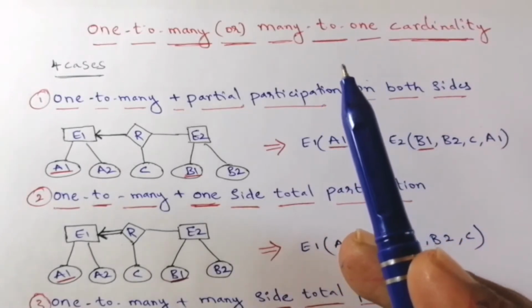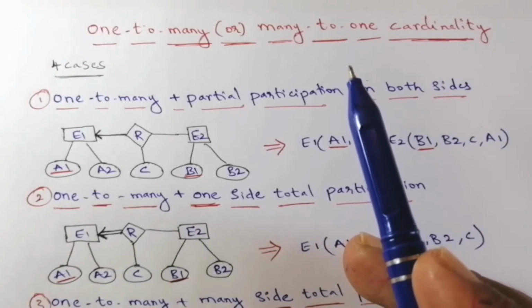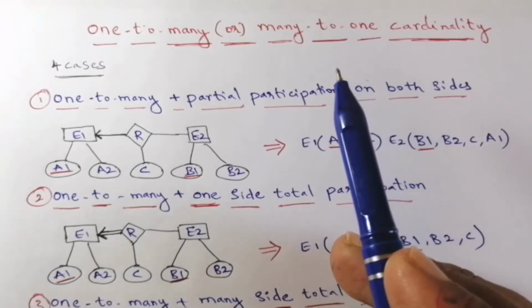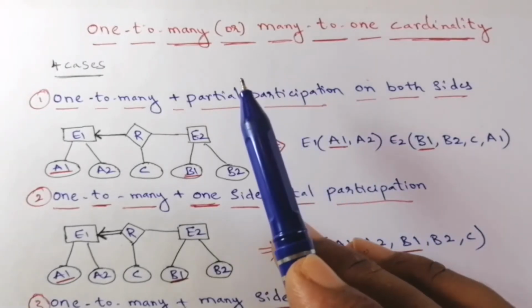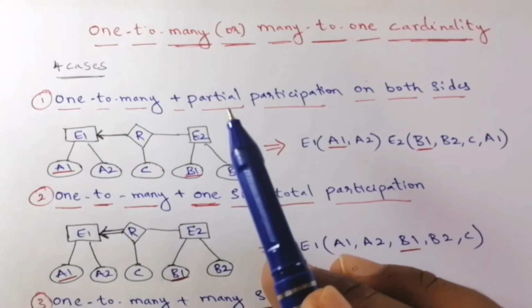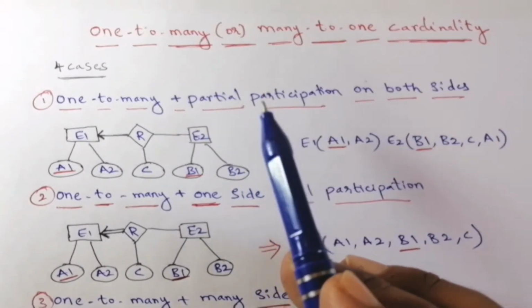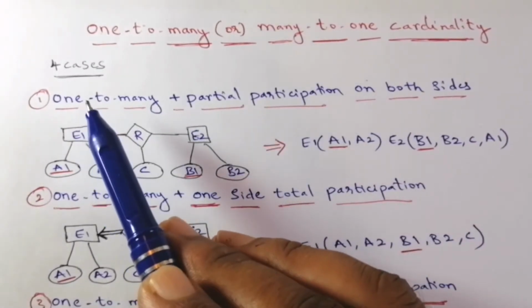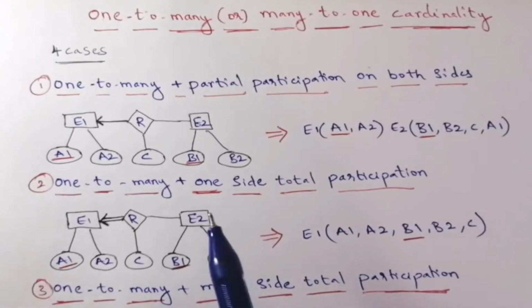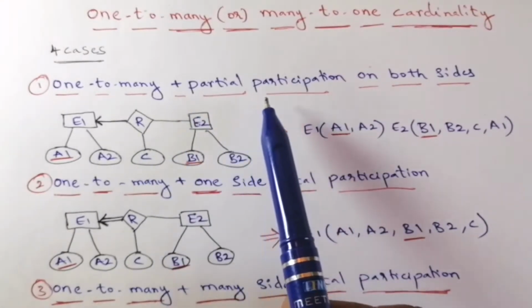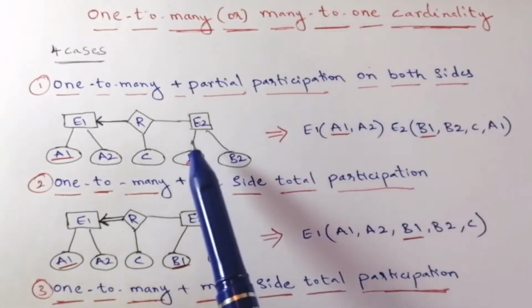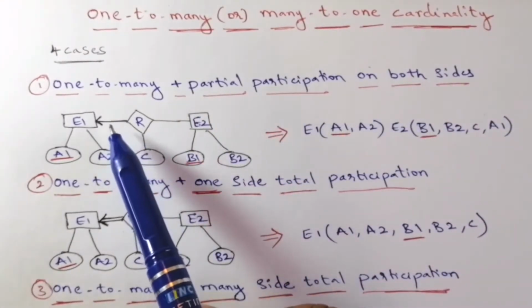In the previous lecture, we discussed one-to-one, and we took it in different ways by considering different total and partial participation. In this case also, we are going to consider one-to-many or many-to-one with the different possibilities. So there originate four cases with these possibilities, right? The first possibility is one to many with partial participation on both sides. That is, on both sides we can have partial participation.